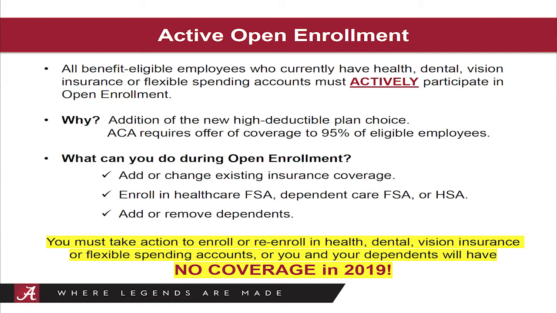What else can you do during open enrollment? You can add or change your existing insurance coverage, enroll in the FSA, Dependent Care FSA, or HSA, which we'll talk about in detail, and you can add or remove dependents. But most importantly, if you don't take action, you will not have coverage in 2019.